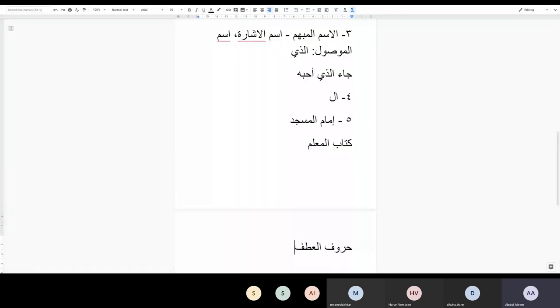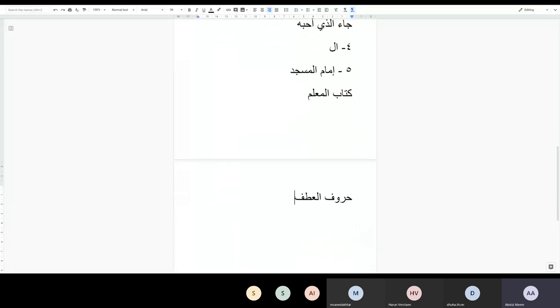So what are these particles? Let's look at them in depth. Let's look at an example first. Qama Zaidun. This is an easy chapter, inshallah. We can go through it quickly. Qama Zaidun wa Amrun.